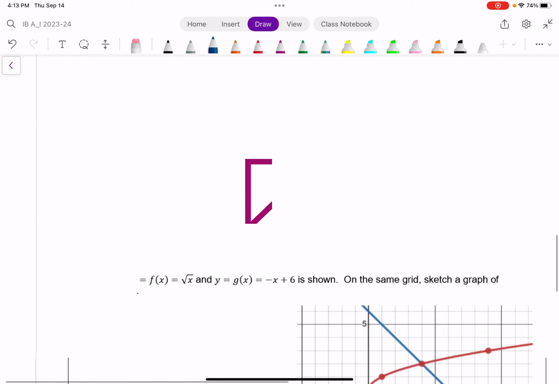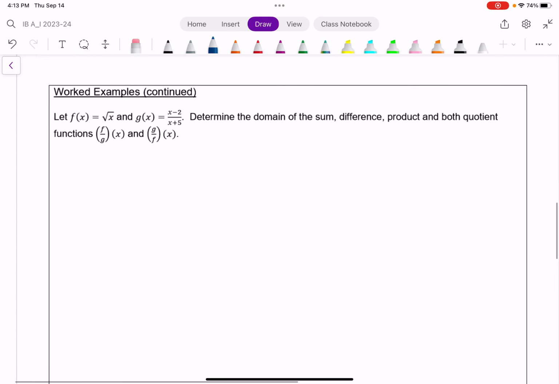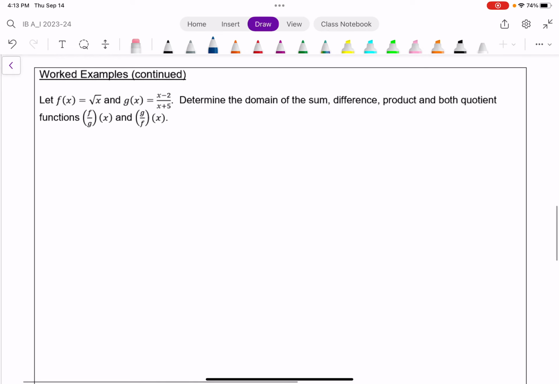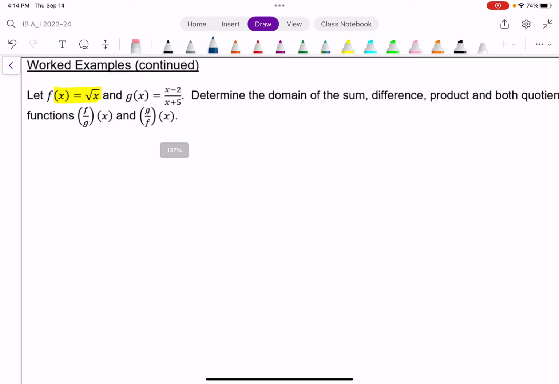All right, so next I want to focus on some different functions, eventually getting to quotients, because quotients, which means we're dividing them, we have to be a little bit more careful. But first, same idea as before. Here's f of x. It's the square root of x.